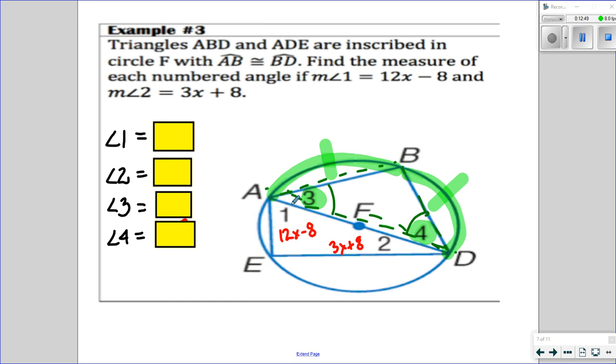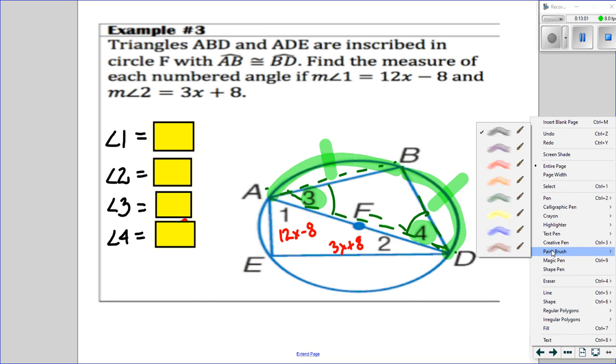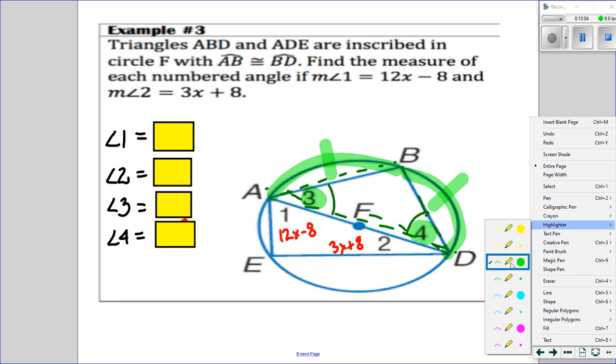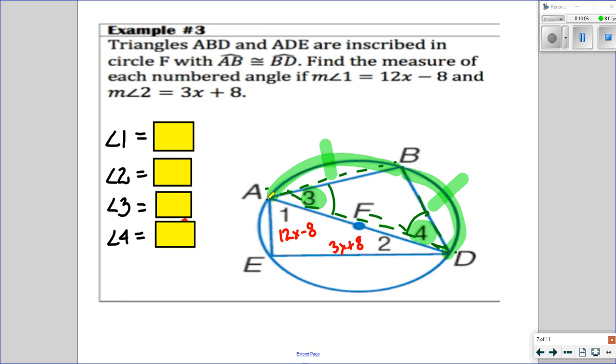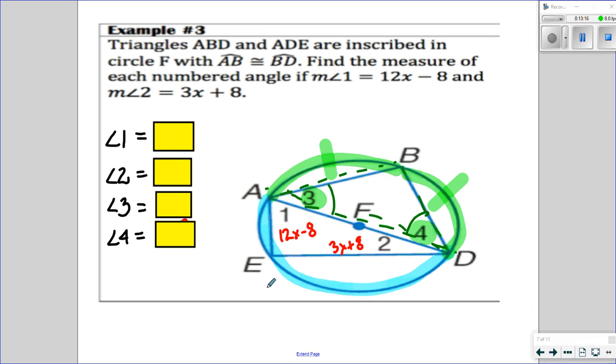We notice that there's a diameter AD. A diameter splits the circle into two equal parts, two semicircles, so that's 180 on each side. So if we look at the arc AED, which I will highlight in blue, it is formed by the angle ABD. So it's half a circle, it's going to be 180, and then the inscribed angle, which is B, is going to be half of that, so then we have 90 degrees.